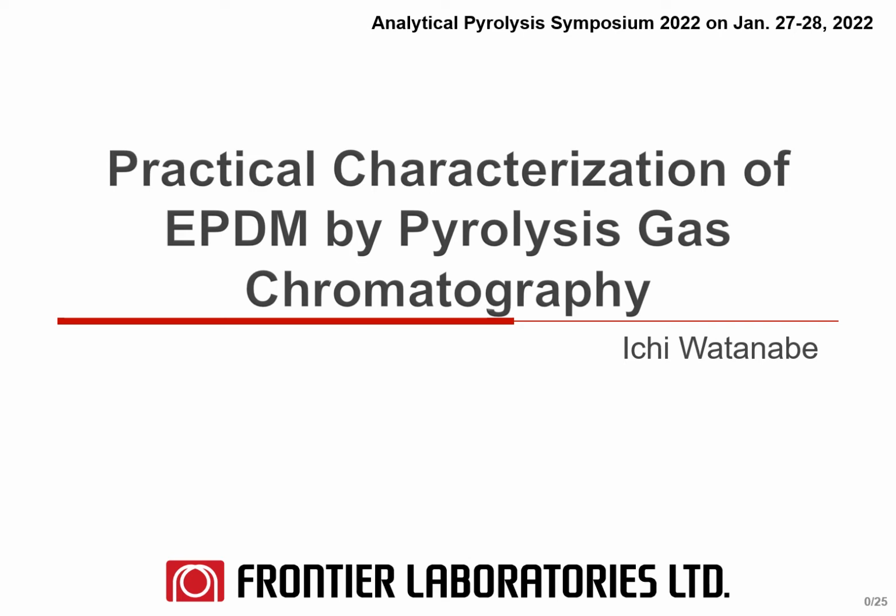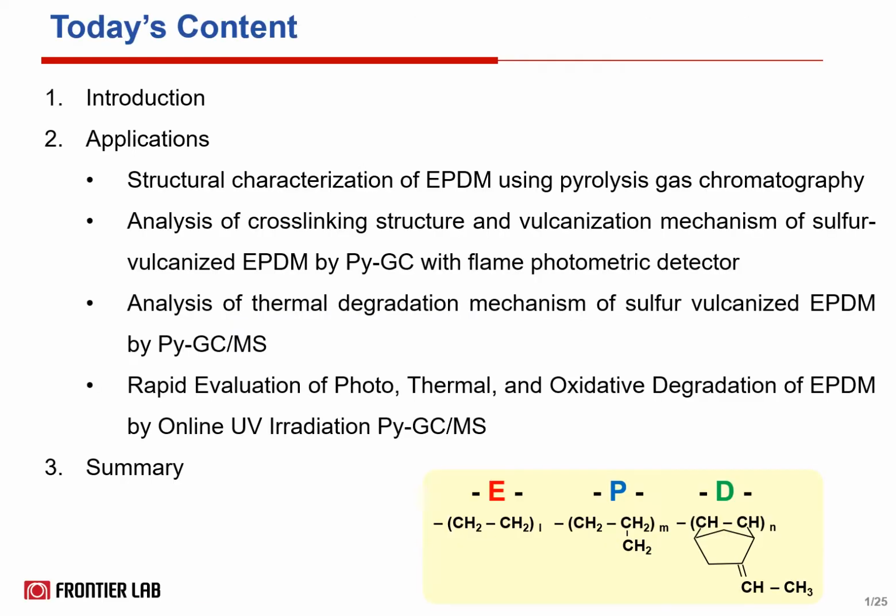The title of my talk is a practical characterization of EPDM by pyrolysis gas chromatography. Here is today's content. After the introduction, I will talk about 4 examples of the analysis of EPDM by using pyrolysis gas chromatography techniques. As you know, EPDM stands for ethylene, propylene, diene copolymer rubber.